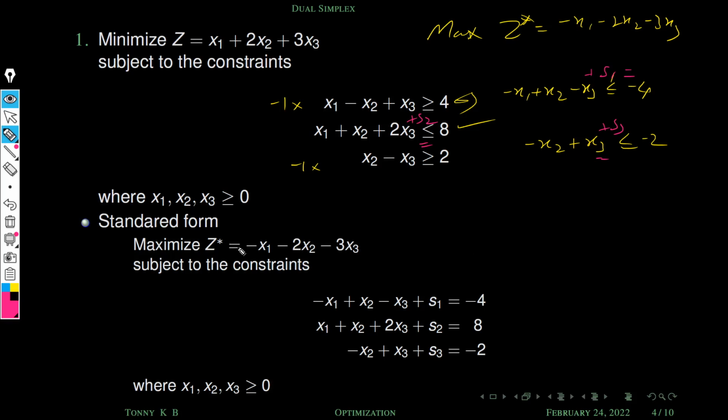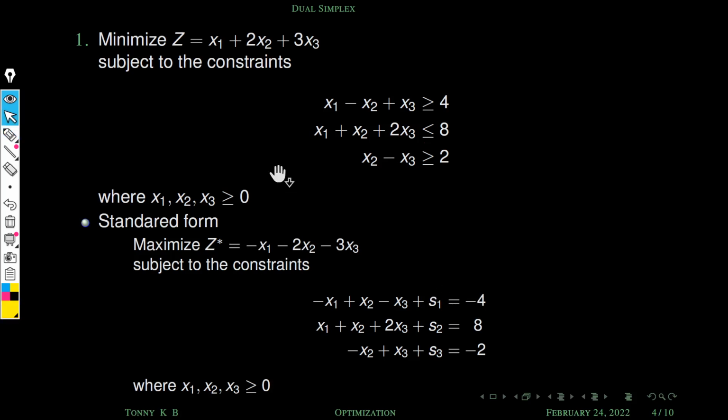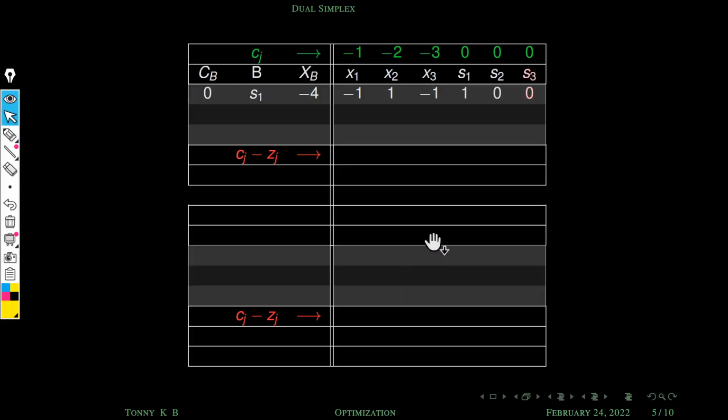So this is the standard form for applying our dual simplex method, because all the variables are slack variables and at least one RHS is negative. So you can apply the dual simplex method. Now we are ready to write our initial table. So this is the initial table.